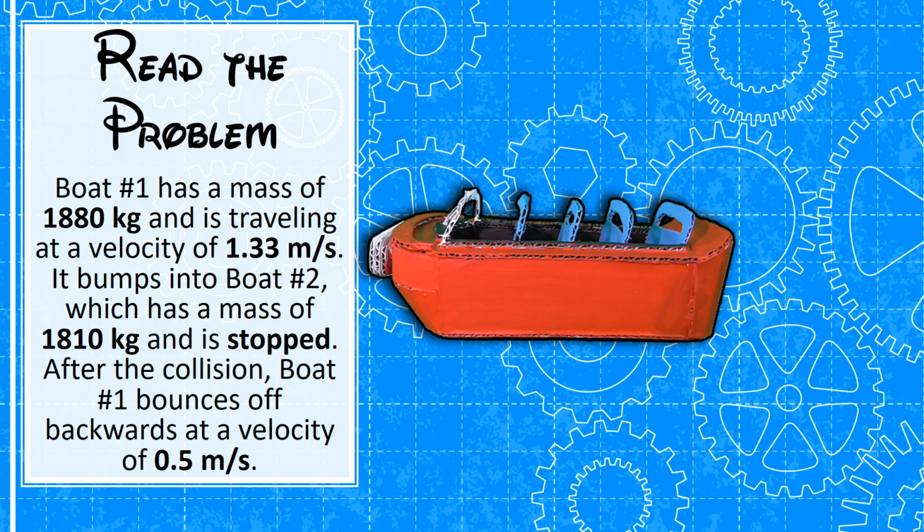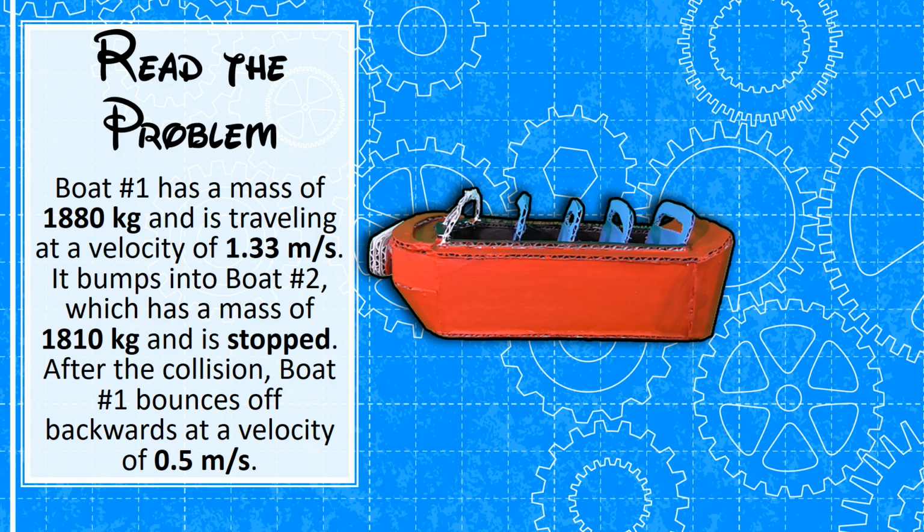This problem talks about more than one object, so we're going to be dealing with momentum. Boat number one has a mass of 1,880 kilograms and is traveling at a velocity of 1.33 meters per second. I know its mass and velocity, so I can find this boat's momentum. It bumps into boat number two, which has a mass of 1,810 kilograms and is stopped, or has a velocity of 0 meters per second. I can find this boat's momentum.